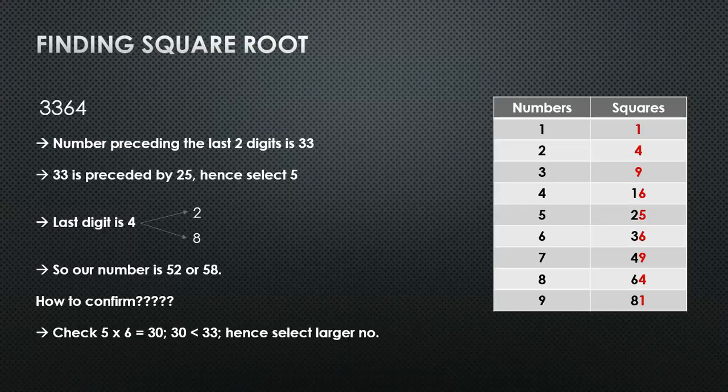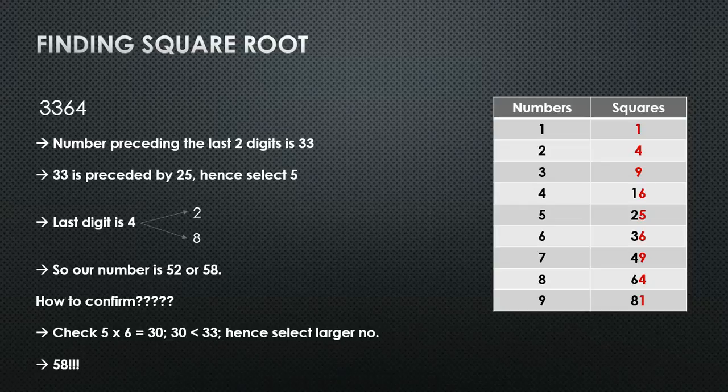We notice that the number 33 is greater than 30. Hence we need to select the higher of the possible values of the square root. So in our case, the possible answers were 52 or 58, and the higher of those two is 58. Hence we can very safely say that the square root of 3364 is 58. Please note that if the value which we had obtained was less than 30, then we would have to choose the number 52 as our answer.